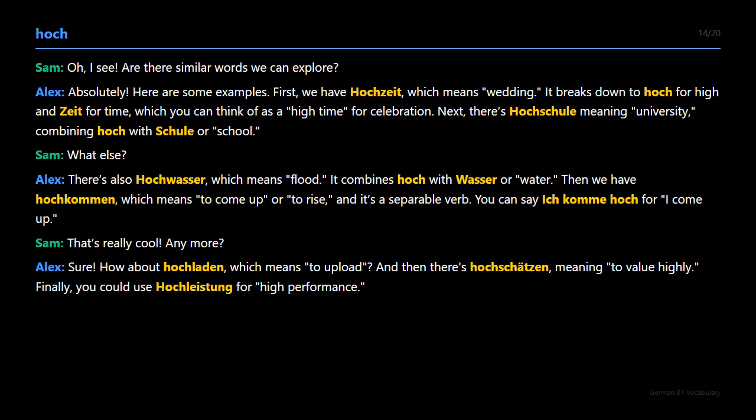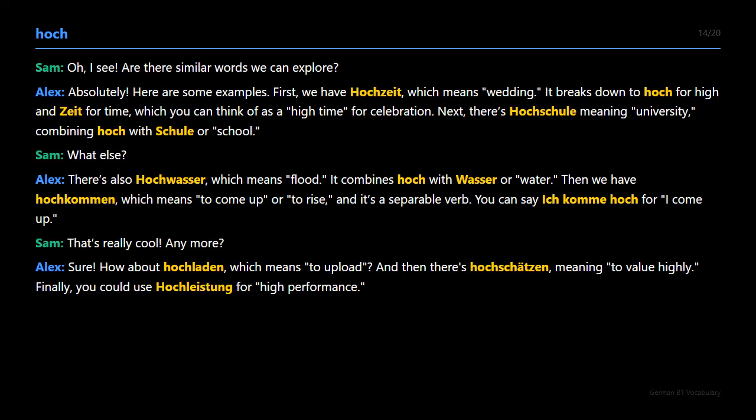Next, there's Hochschule, meaning university, combining hoch with Schule, or school. What else? There's also Hochwasser, which means flood. It combines hoch with Wasser, or water.